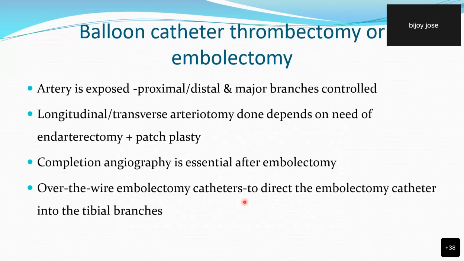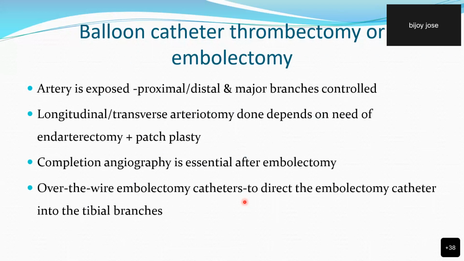Balloon catheter thrombectomy or embolectomy of the artery. So we all know how to expose the vessel. In case of lower limb embolectomy or iliac embolectomy, we expose the groin and take control over the common femoral, profunda, and SFA and other minor branches. Then we have the artery exposed. Longitudinal or transverse arteriotomy is done depending upon the need of the endarterectomy and plasty.